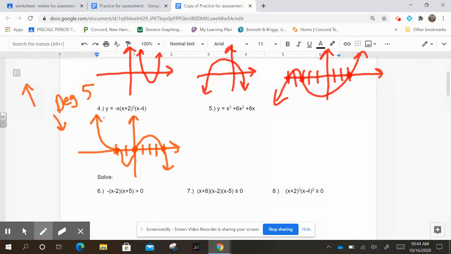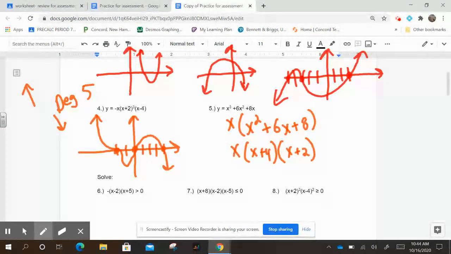Number 5 is a little bit trickier because you have to factor it. First off, they have an x in common, so it'll look like that when you factor that out, and then this factors nicely into x plus 4, x plus 2. Now this is going to be of degree 3 and positive, so it's going to look similar to that graph right there. But I'm going to have a 0 at 0, 1 at -2, and 1 at 4. Look like that.